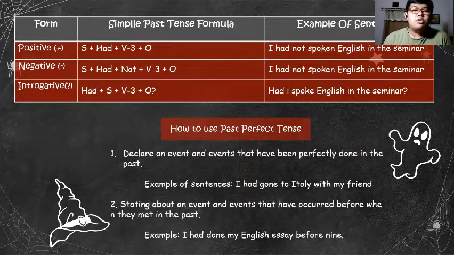Okay, now how do you use past perfect tense? First is to declare events that have been perfectly done in the past. For example, I had gone to Italy with my friend.